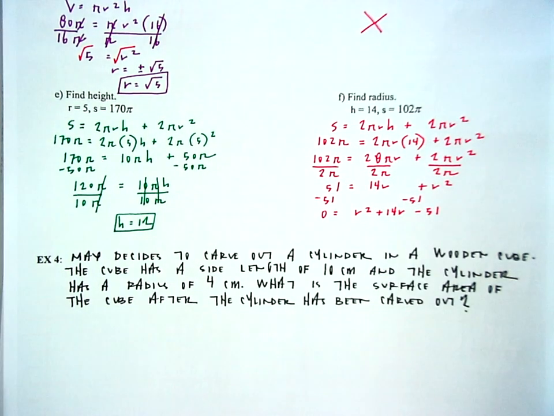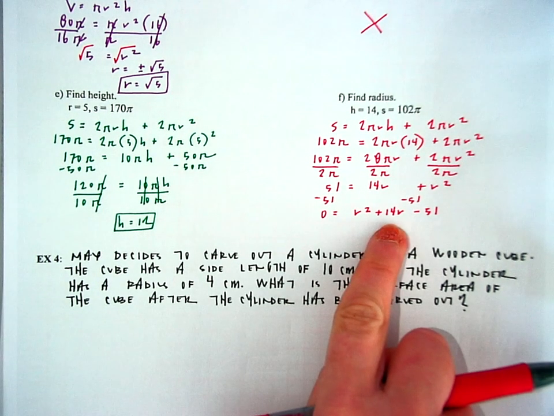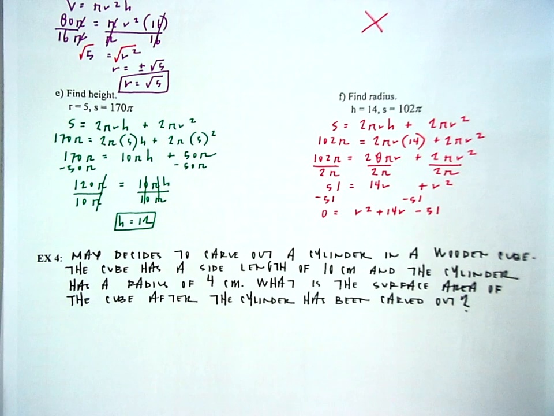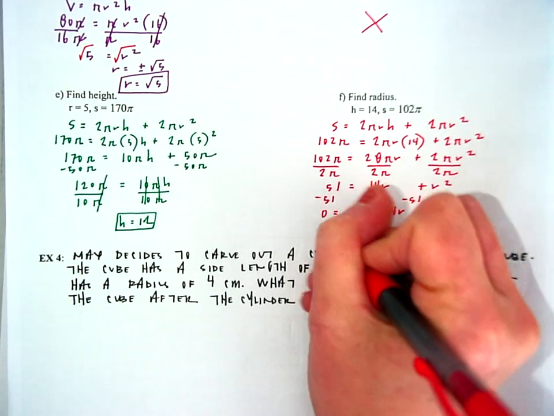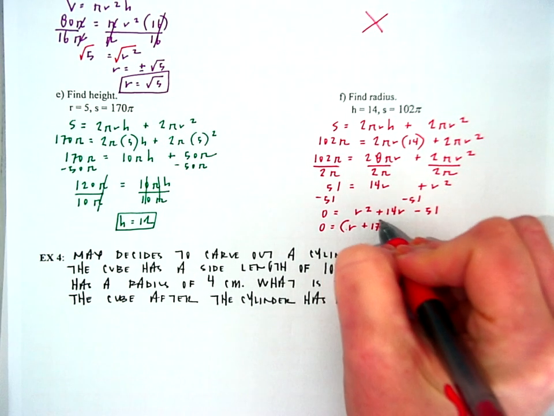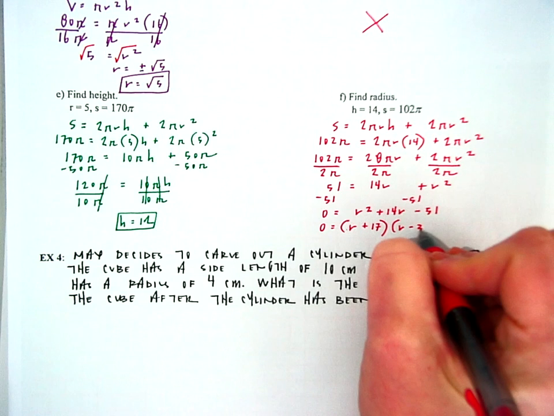When I run through my options as to how I can solve it, I would not solve by taking the square root. I have a linear term. Next, I would try to factor it. Can I think of two numbers that multiply to a negative 51 that add to a positive 14? And I do. So I see that that's going to factor into r plus 17 times r minus 3.